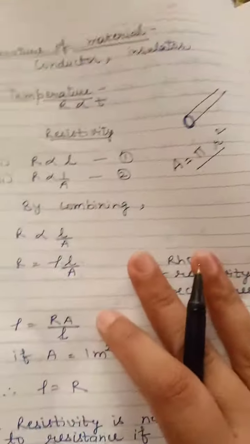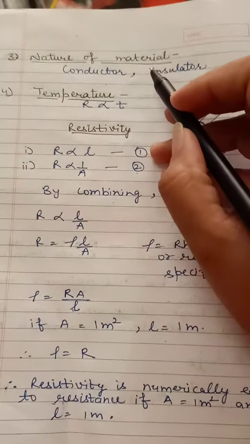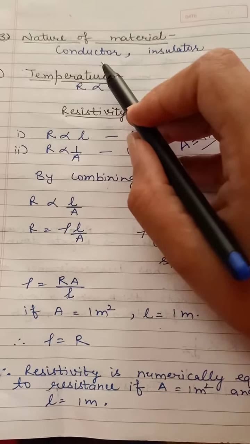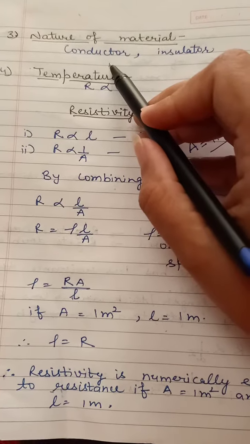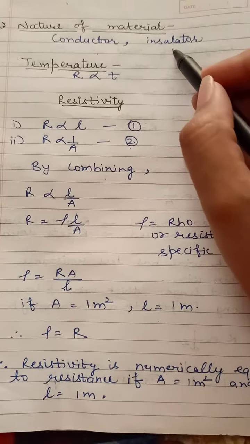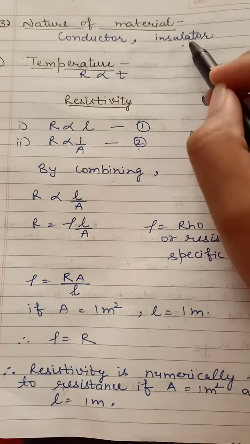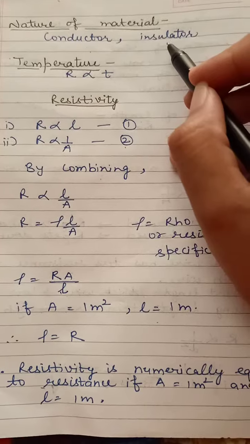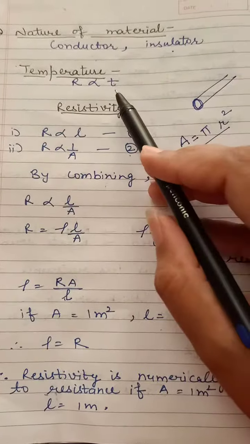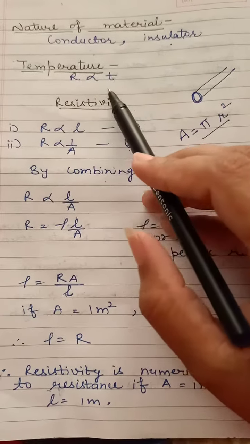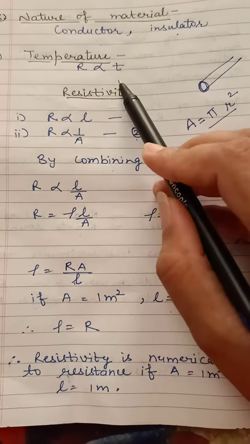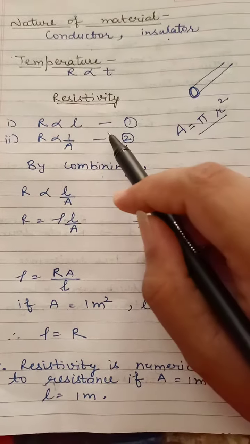Next is the nature of the material. If the material is a good conductor, then there will be less resistance, and if the material is an insulator or poor conductor, then the resistance is high. Next is the temperature. Resistance is directly proportional to temperature, means when the temperature becomes more, then the resistance will become more, and when the temperature is less, then the resistance will be less.